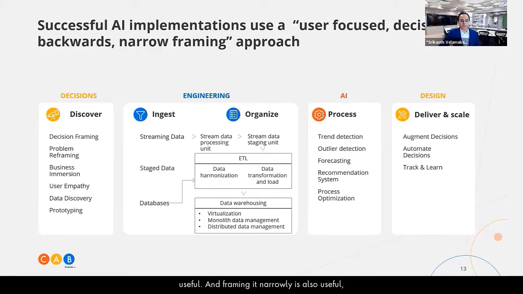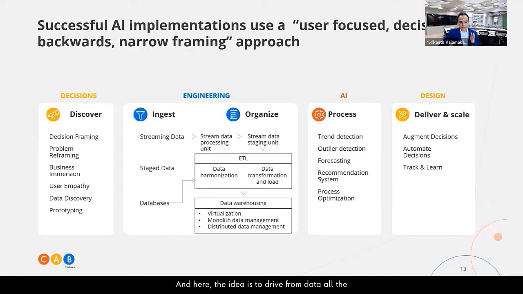And framing it narrowly is also useful, because so far, while AI is making great strides in every possible area across a whole range of problems, the places where we have seen most success is when AI is framed very narrowly. The more broad AI is, the chances are we will have more issues. So once you have a user-focused, decision backwards, narrowly framed approach, we have seen great success.